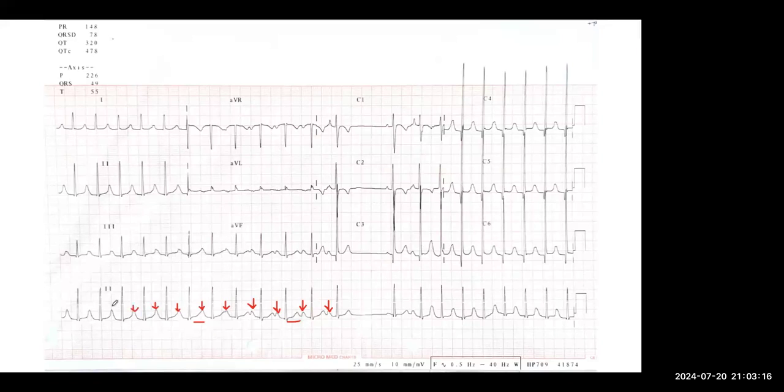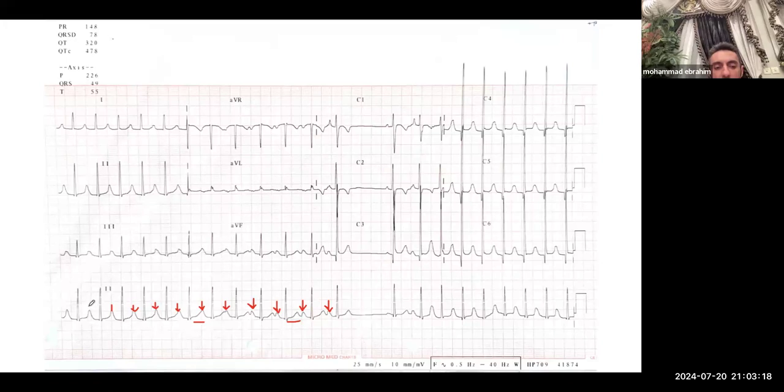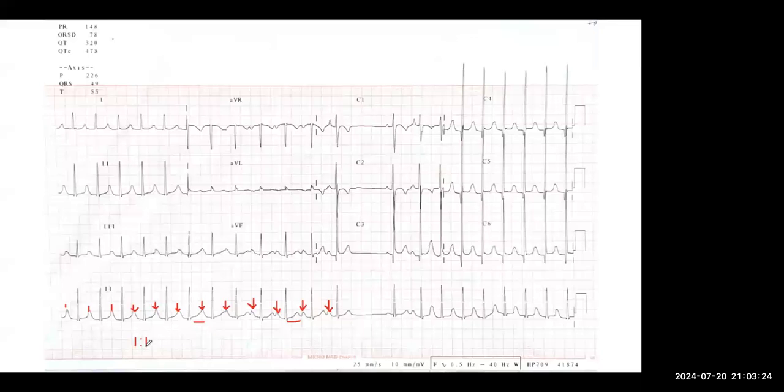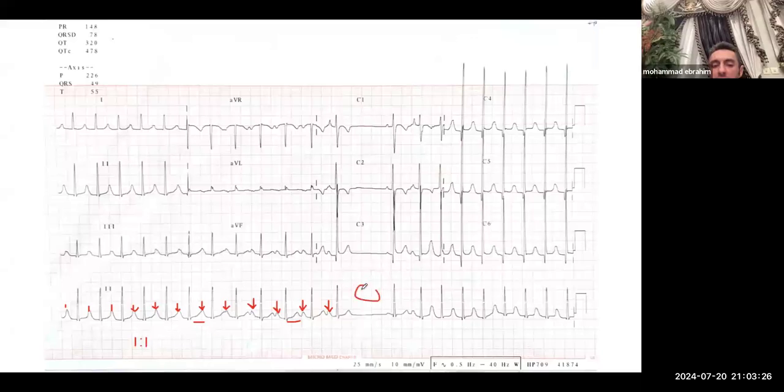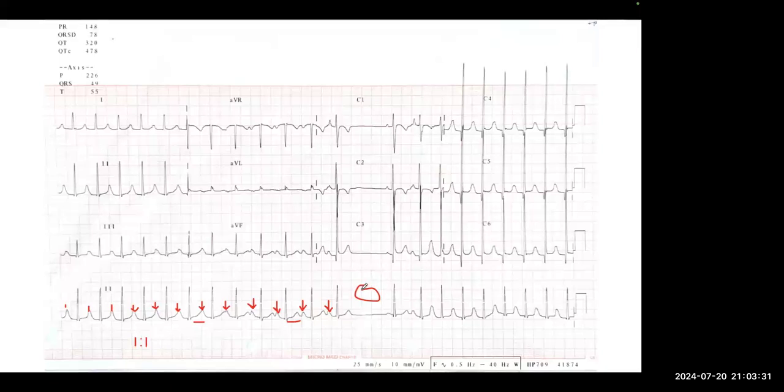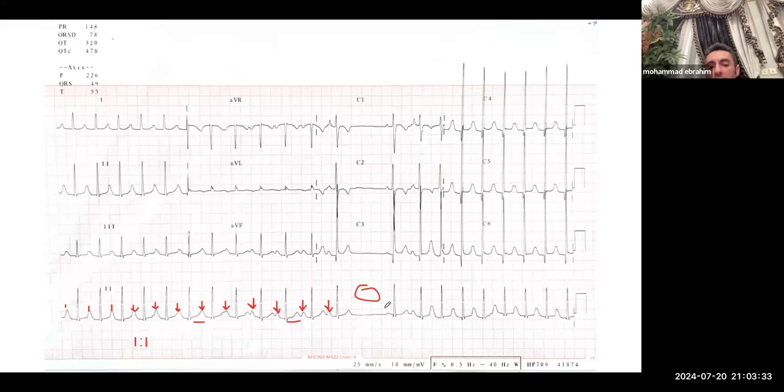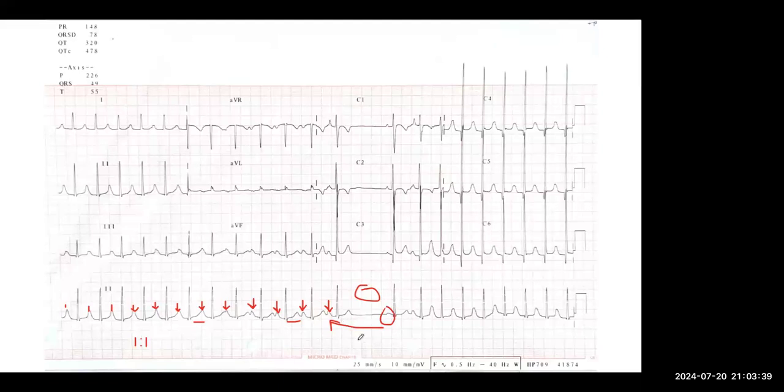Okay, so there's one P wave for every QRS, so a 1-to-1 relationship. Okay. Of course, then what happens here? It terminated. Then this is a P wave. Is this P wave different than this P wave or the same? Different. Nice.